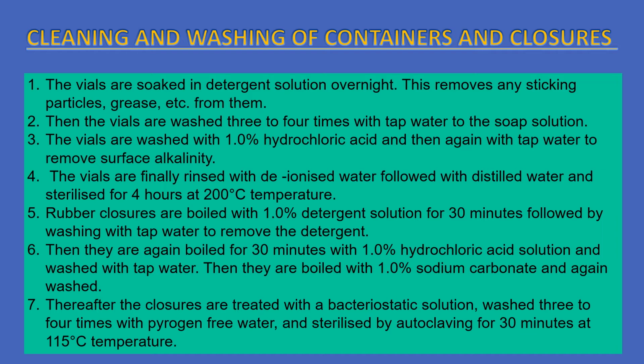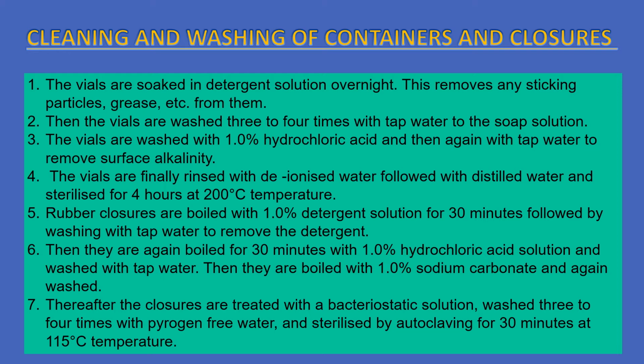The vials are washed with 1% hydrochloric acid and then again with tap water to remove surface alkalinity. Then the vials are finally rinsed with deionized water followed by distilled water and sterilized for 4 hours at 200 degrees Celsius. Then the rubber closures are boiled with 1% detergent solution for 30 minutes followed by washing with tap water to remove the detergent. Then they are again boiled for 30 minutes with 1% hydrochloric acid solution and washed with tap water. Then they are boiled with 1% sodium carbonate and again washed.